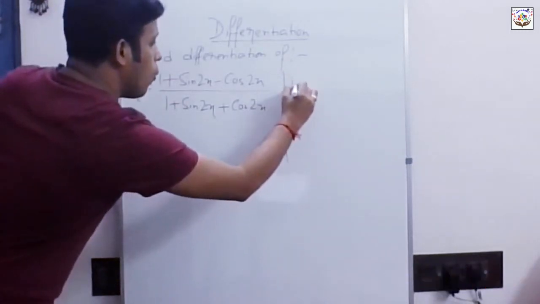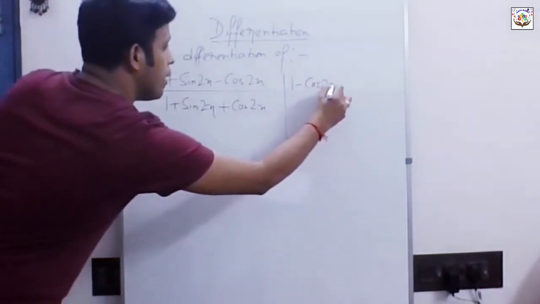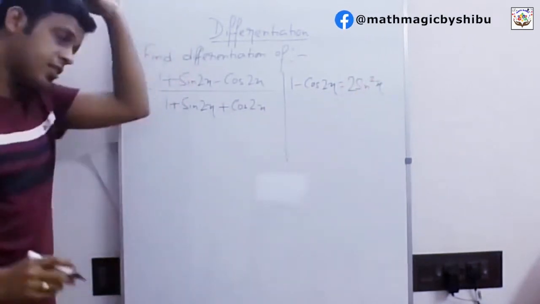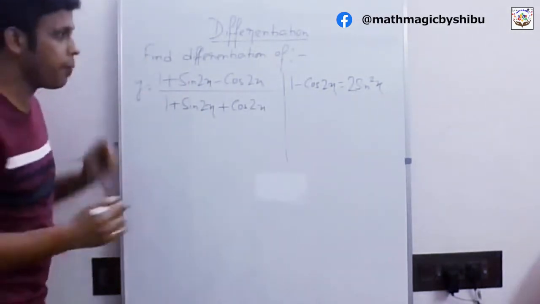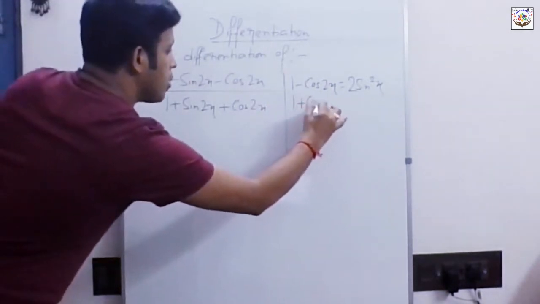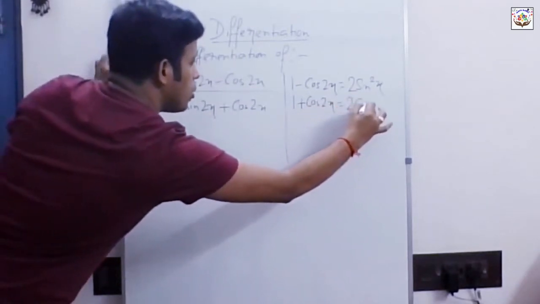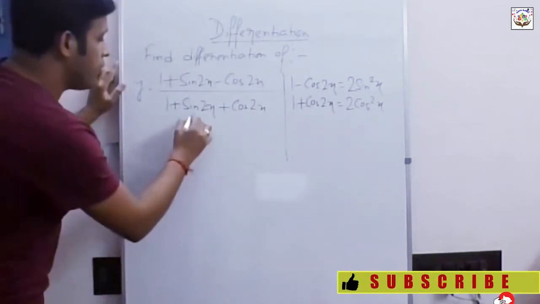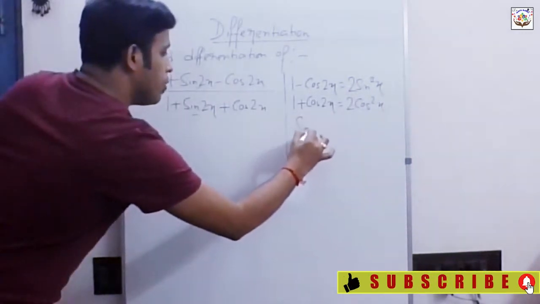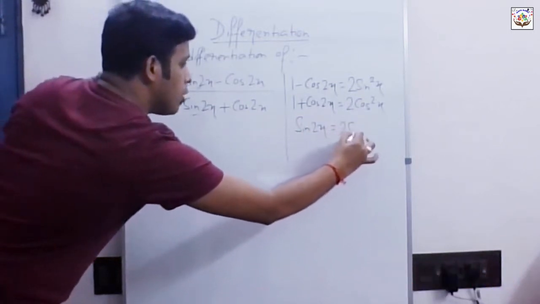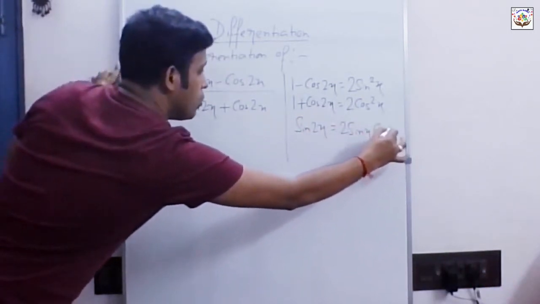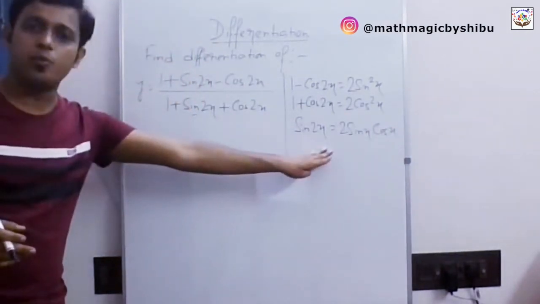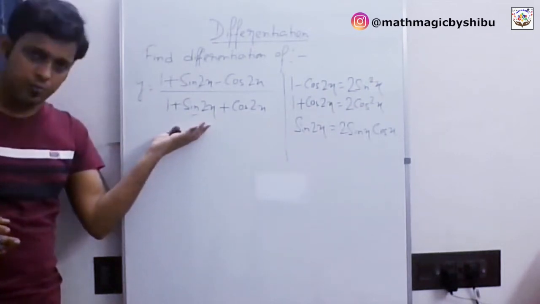Write it down. 1 minus cos 2x equals 2 sin square x. This is a standard formula in trigonometry. And 1 plus cos 2x equals 2 cos square x. And write another formula, for sin 2x: we know sin 2x equals 2 sin x into cos x. Now we will be applying these three formulas to this function. How? Let us see.